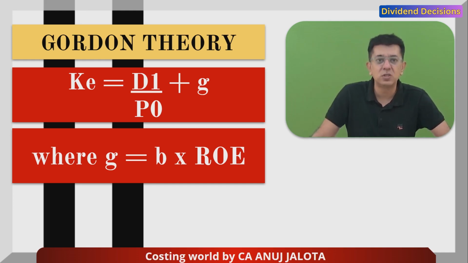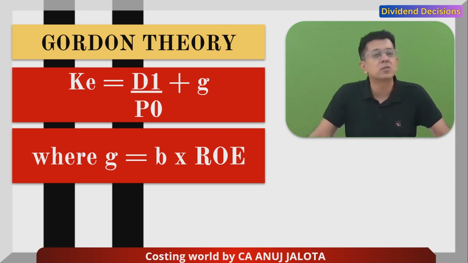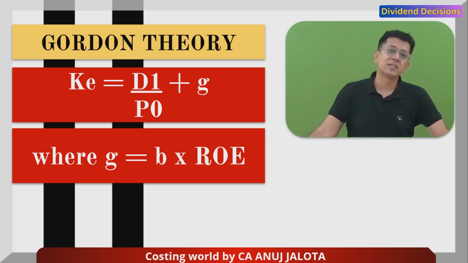Now, G will be constant when B and ROE are constant. ROE is a return on equity, so ROE had to be assumed to be constant. ROE will also be constant when the return that the company is earning on its business is constant. That is, the IRR is constant. I framed a list over here of all the assumptions that are there.